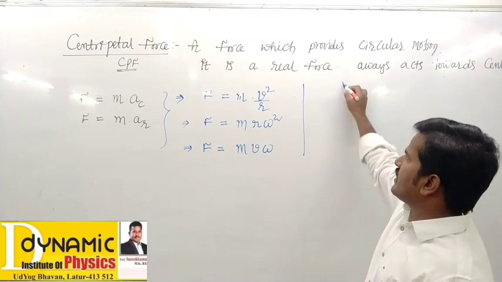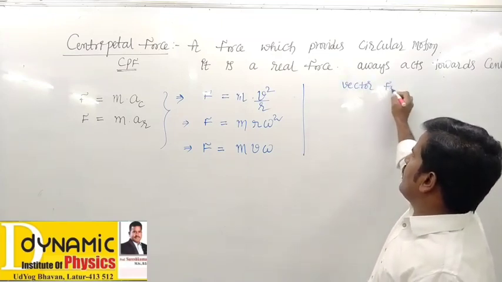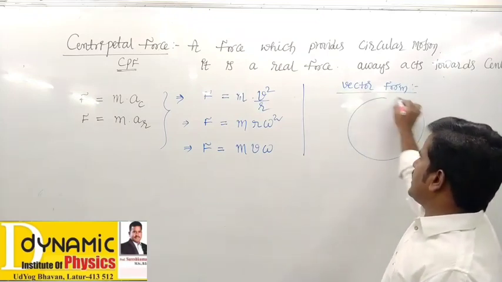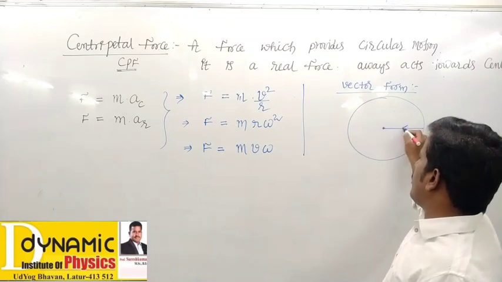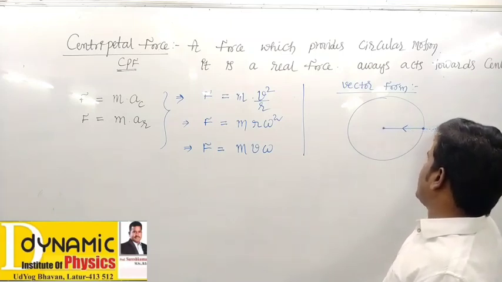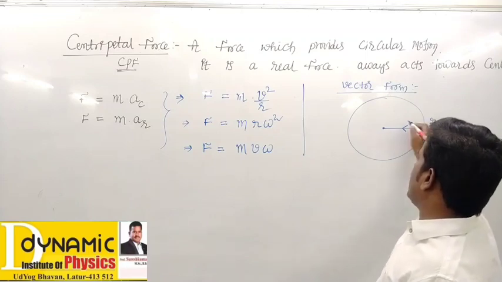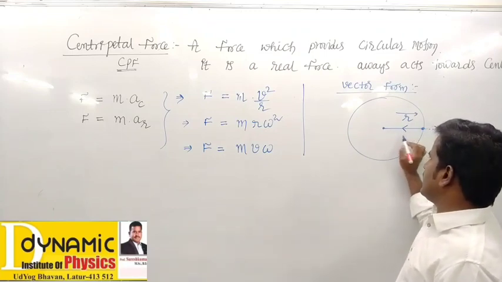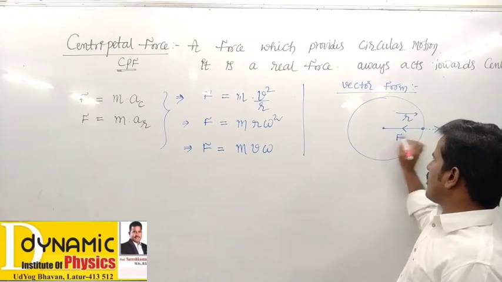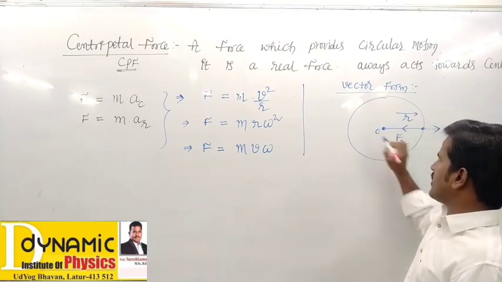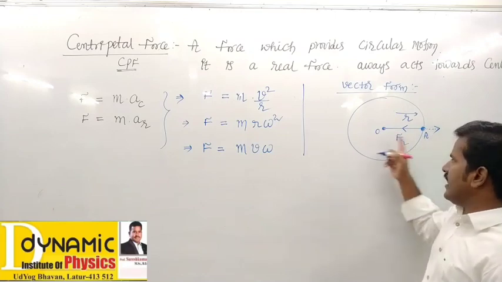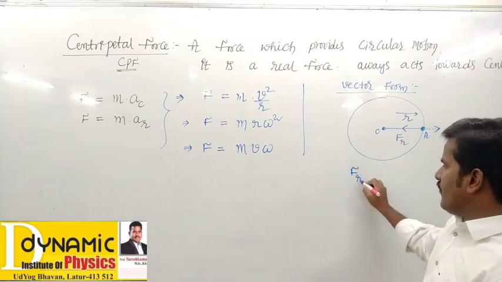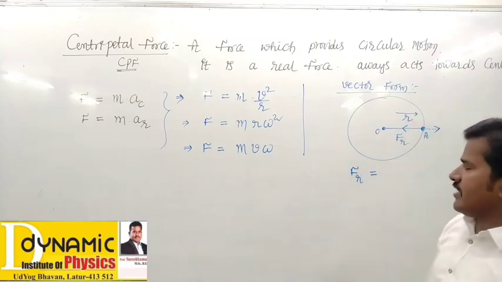But what is the vector form? The force which is towards the center always acts opposite to the radius vector. The radius vector direction is outward. And the centripetal force is toward the center, this is FR. This is always toward the center direction. This is the object, so OA, towards A to O. This is FR. Radial force or centripetal force is opposite to the radius vector.